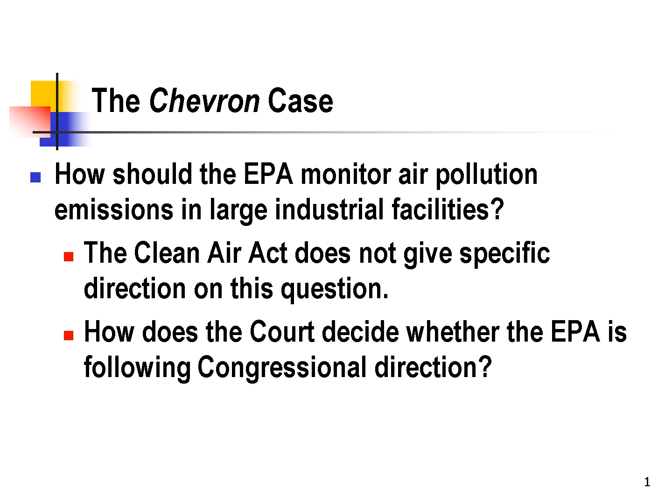One of the most famous administrative law cases is the Chevron case. This is one of the few administrative law cases that is actually discussed in the popular press. This arose in the early 1980s during the Reagan administration, and it dealt with the correct strategy for monitoring air pollution from complex industrial facilities.